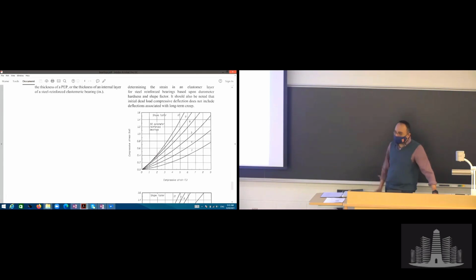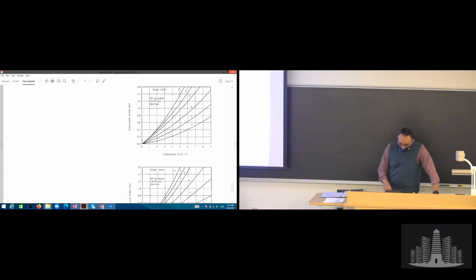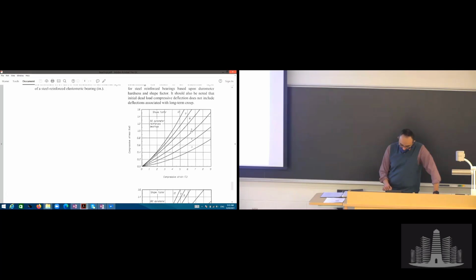Okay, here we go. These are curves provided in AASHTO that show the relationship between the compressive stress on the vertical axis and the compressive strain on the horizontal axis. Each curve corresponds to a specific shape factor: 12, 9, 6, 5, and so on. Here you will find two curves based on the durometer. The durometer is a value that measures the hardness of the rubber you are using, so you have 50 durometer and 60 durometer. All you have to do is, using the compressive stress, pick your shape factor. You can interpolate between the curves, obviously, and then go down and read your strain value. That's what we're going to do now.